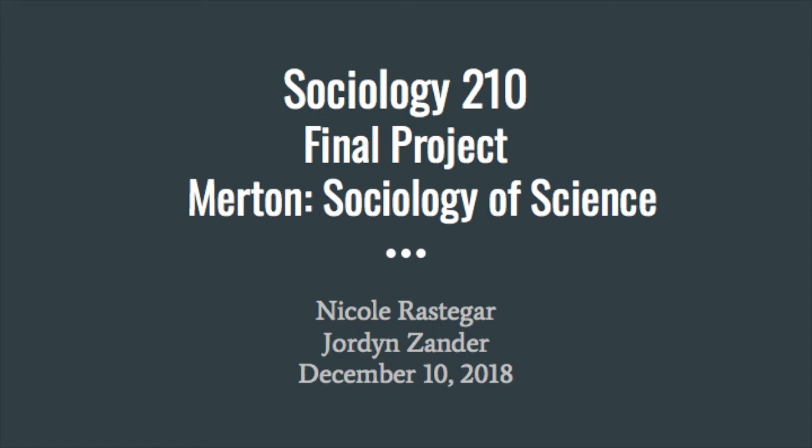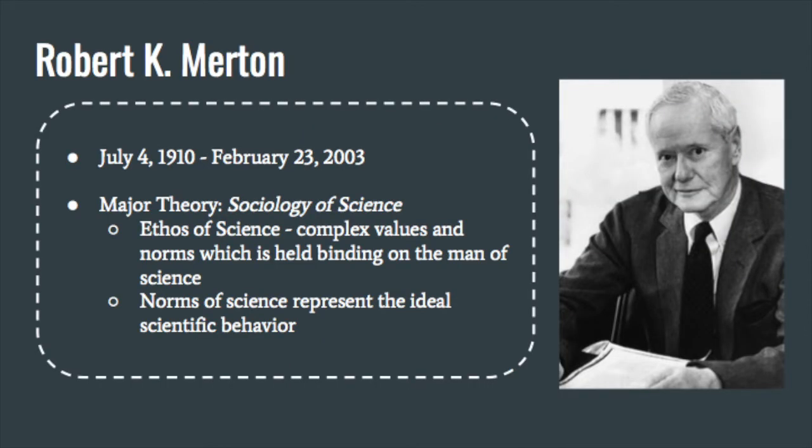Today, Jordyn and I will be discussing sociology of science with an emphasis on Merton and his norms. Robert Merton was a sociologist that was well known for his theory on sociology of science. Within this, he created the ethos of science, which is a set of norms and values that scientists strive to attain. These norms of science represent ideal scientific behavior within a scientific community.